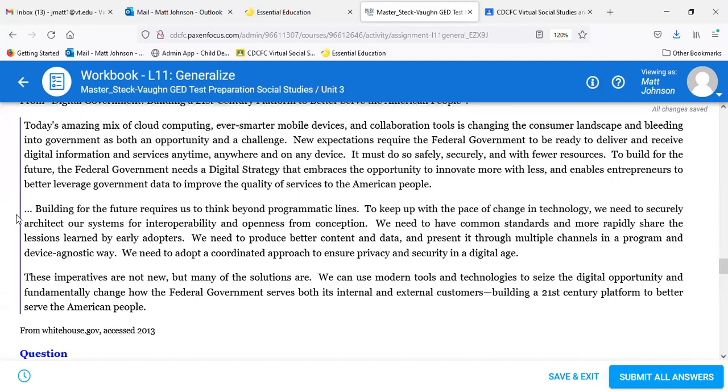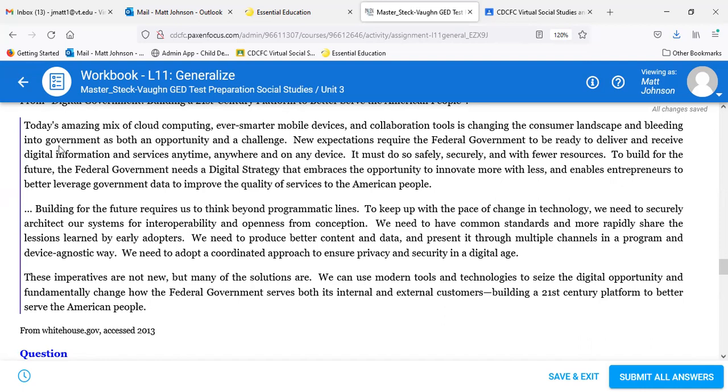These imperatives are not new, but many of the solutions are. We can use modern tools and technology to seize the digital opportunity and fundamentally change how the federal government serves both its internal and external customers, building a 21st century platform to better serve the American people.